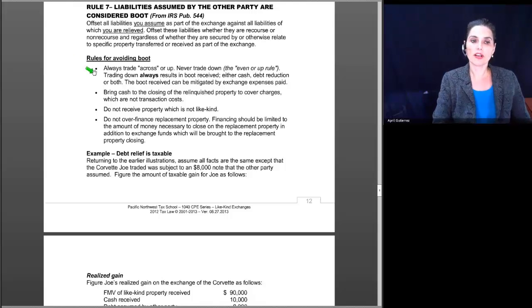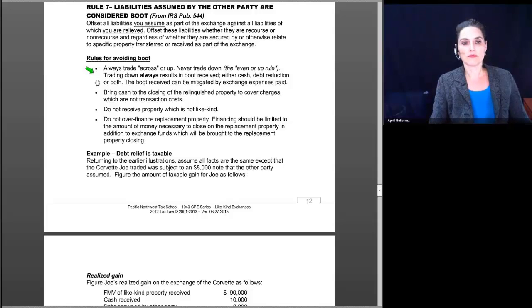Firstly, you always trade across or up and never down, the even or up rule. Trading down always results in boot received, either cash, debt reduction, or both. The boot received can be mitigated by the exchange expenses paid. Bring cash to closing of the relinquished property that cover charges which are not transaction costs. Do not receive property which is not like-kind. Do not overfinance replacement property. Financing should be limited to the amount of money necessary to close on the replacement property, in addition to exchange funds, which will be brought to the replacement property closing.